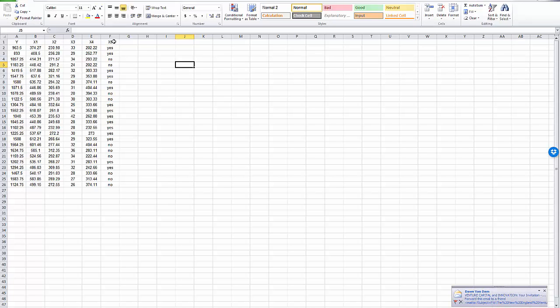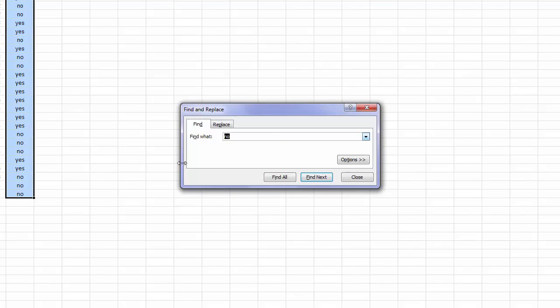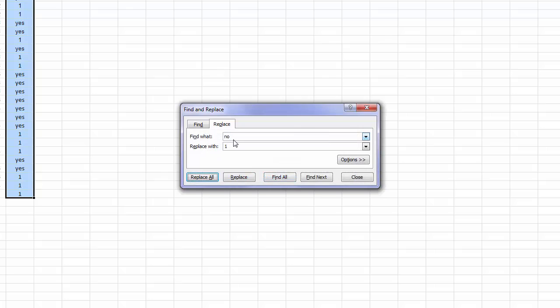Before I start, I notice that the variable x5 is a series of yes and no, which cannot be analyzed in Excel. I will have to transform them. So let us first try to transform those observations using find and select. I will find all the no and replace them with a 1. Then I will find all the yes and replace them with 0. Replace them all.